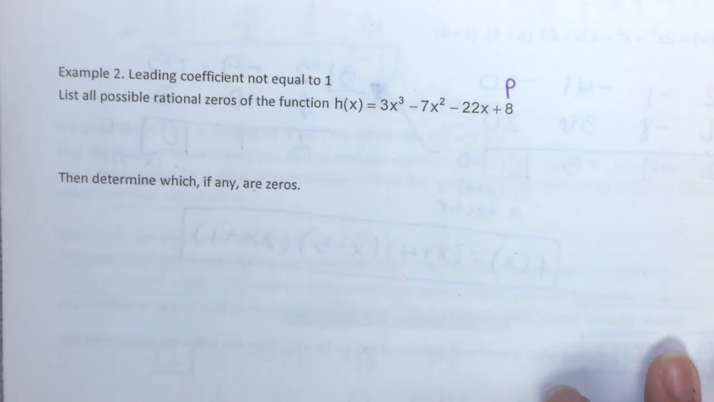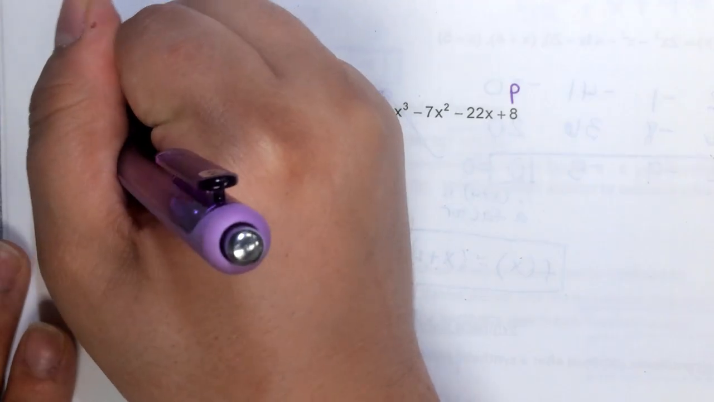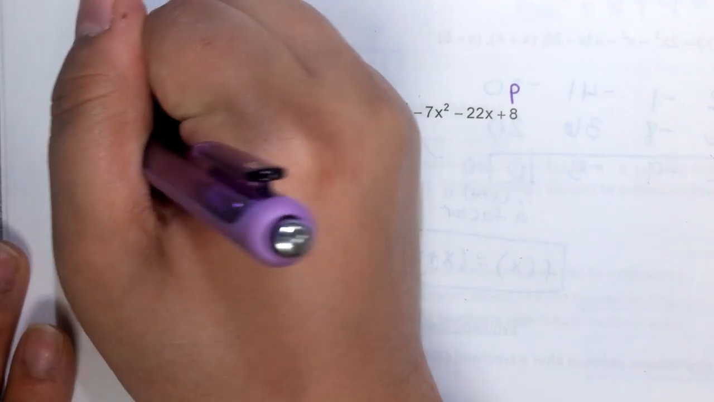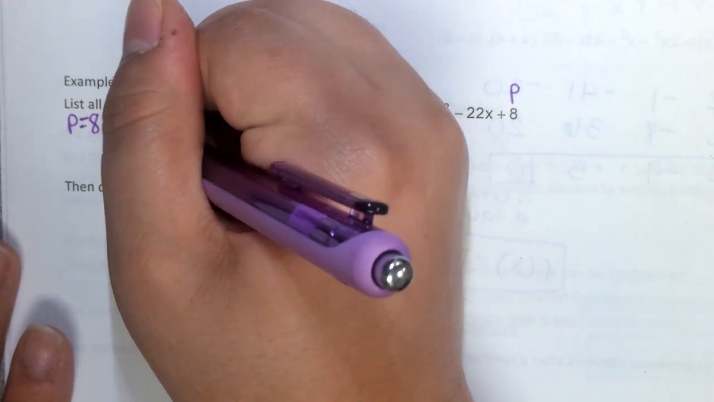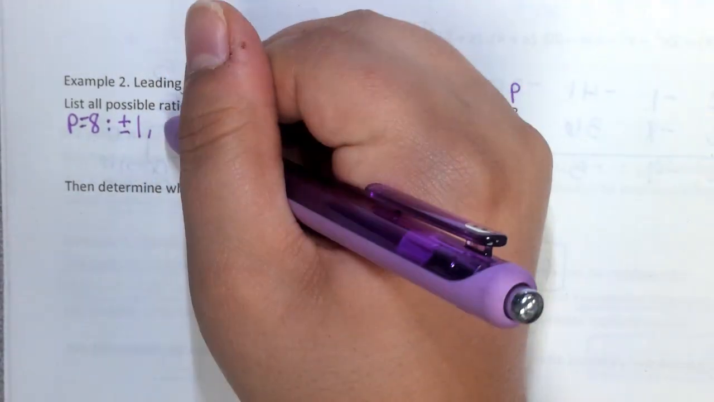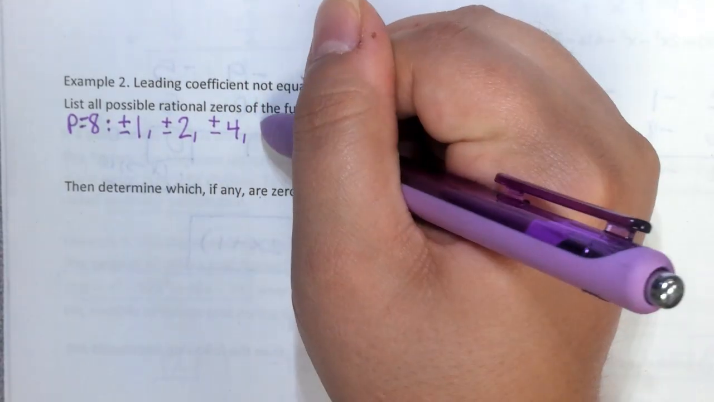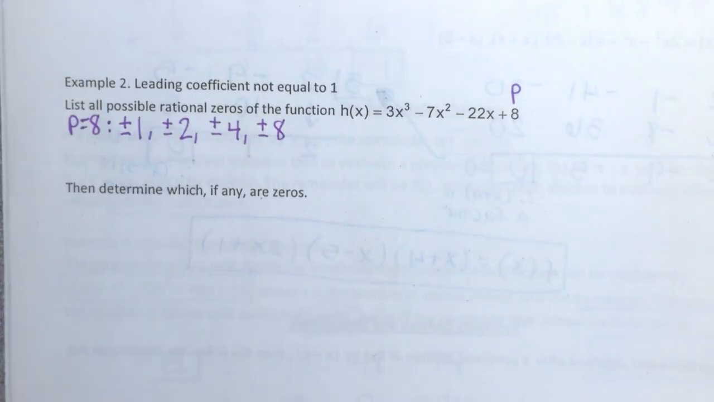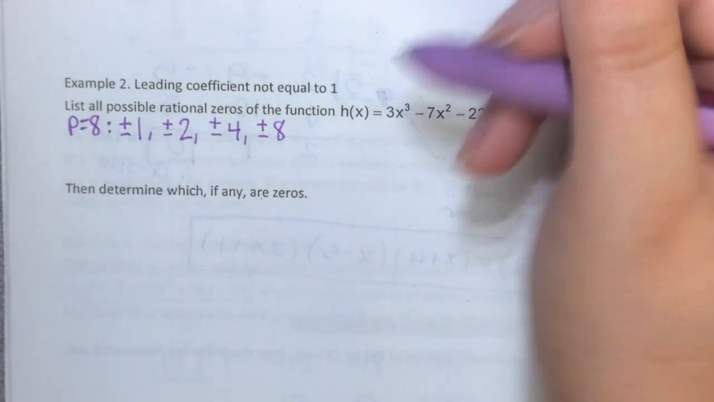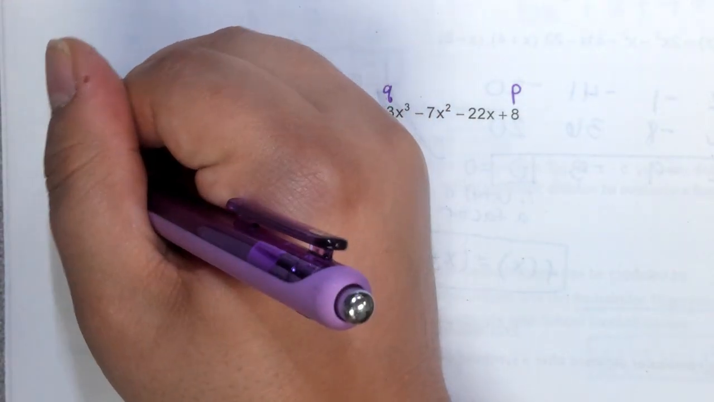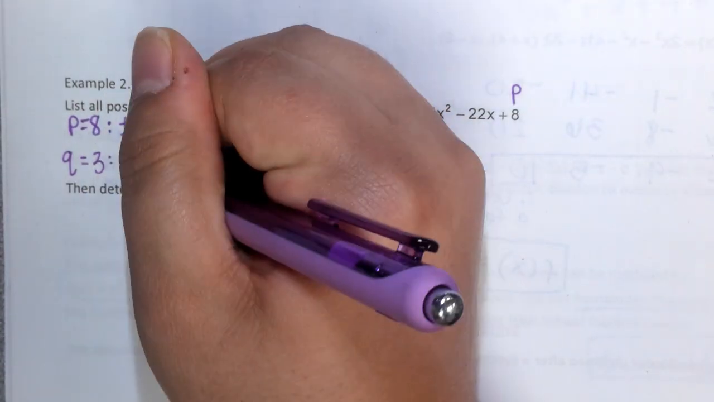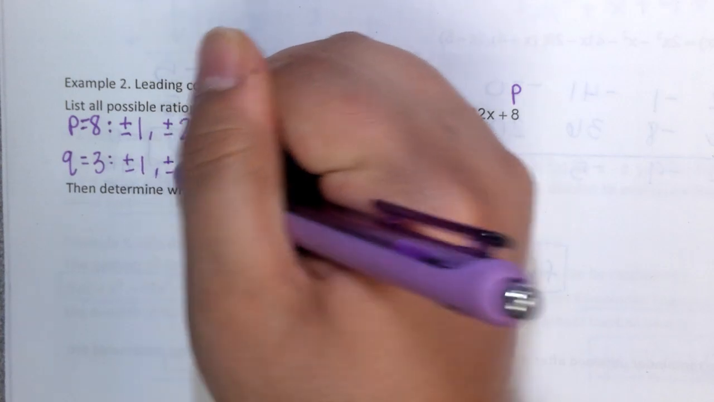Okay. All right. So for this one right here, my P is 8. What are the factors of 8? Plus or minus, what should we always start with? 1. What else? Plus or minus 2. Plus or minus 4. And always end with the number. What is my Q value here? 3. What are the factors of 3? Plus or minus 1. Plus or minus 3.